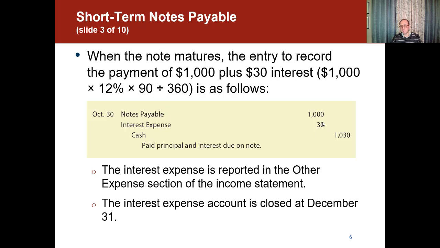Of course, interest expense belongs to the income statement. It's not part of the balance sheet. But where on the income statement? It belongs to the other expense section. The interest expense account is closed at December 31st. And again, this is just something that we all know, that at the end of the year, all these temporary accounts should be closed. And one of those temporary accounts is interest expense, or in other words, all the expense accounts, all the revenue accounts, they have to be closed at the end of the year.